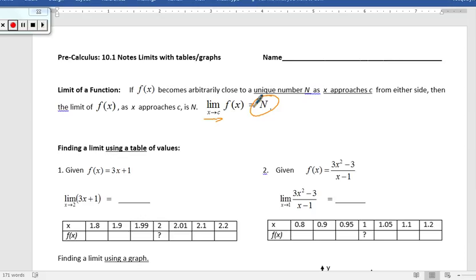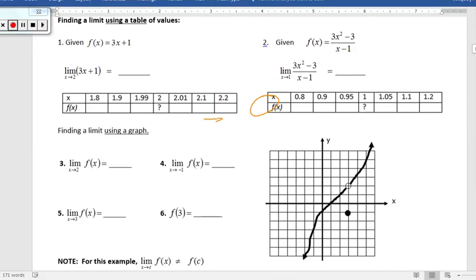Alright, so let's try it with the table. I'm given a function 3x plus 1. I want to know, does the limit exist as x is approaching 2? We're just getting these numbers from the calculator right now. So I've got 6.4, 6.7, 6.97, 7.03, 7.3, 7.6. So those numbers we're just evaluating from the calculator.